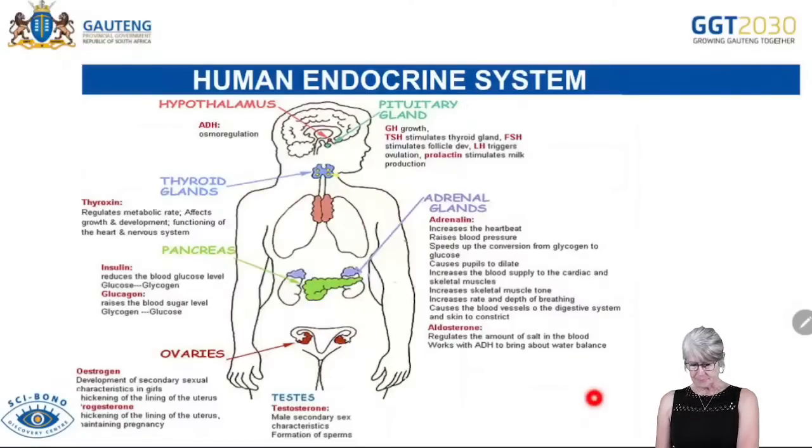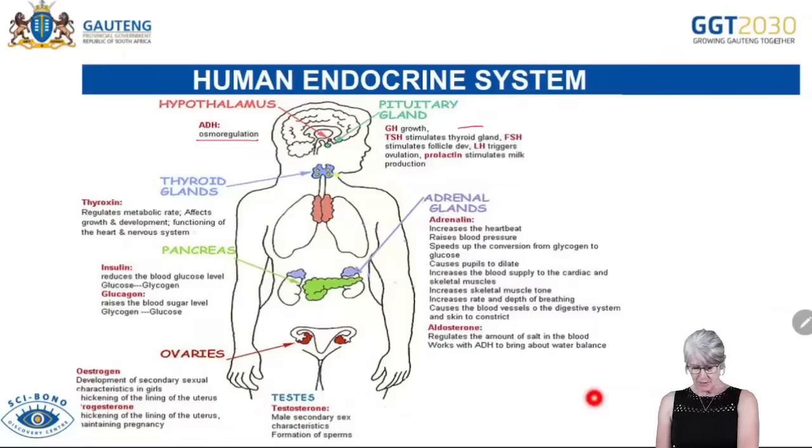All right, so if we have a look at this diagram, we can see all the main endocrine glands on here. And what's important is you need to learn this diagram. You must know where the different glands are situated, and the hormones that they release. So first of all, the hypothalamus of the brain produces ADH, and its function is osmoregulation. Then the pituitary gland produces growth hormone, TSH, FSH, LH, and prolactin.